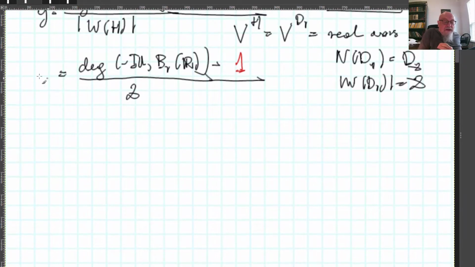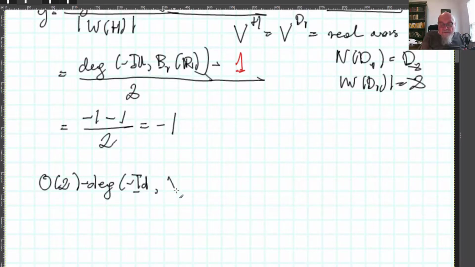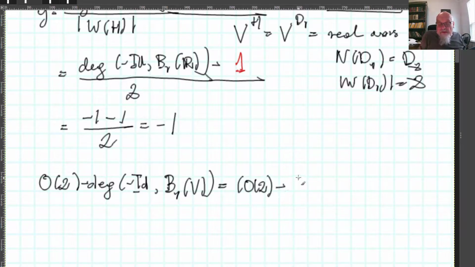So now we go to the next one. What is the degree of minus 1 on R? So it is clearly minus 1 divided by 2, which is equal to minus 1. And our G degree, which means in our case O2, the degree of minus identity on the unit ball in this representation, we obtain this is equal to O2 minus D1. So that's my first example.